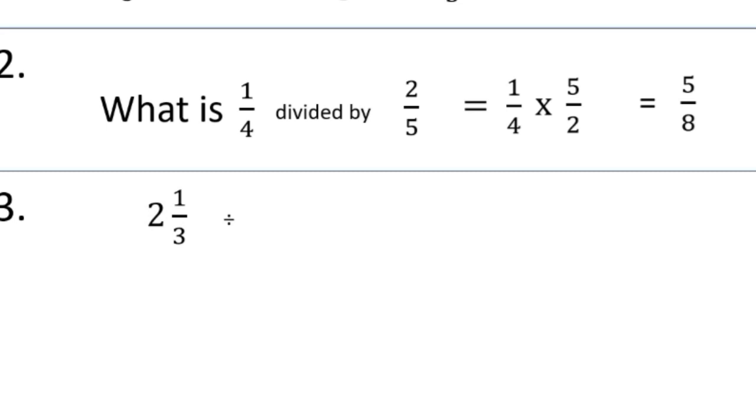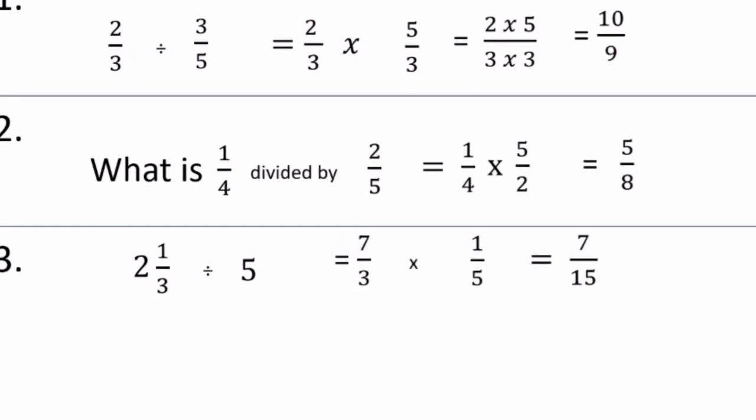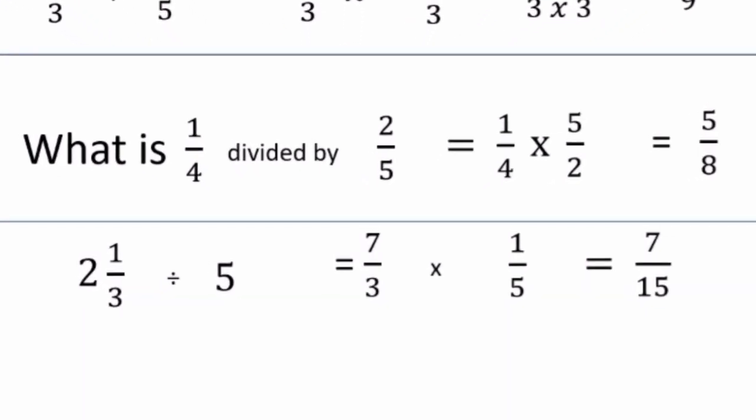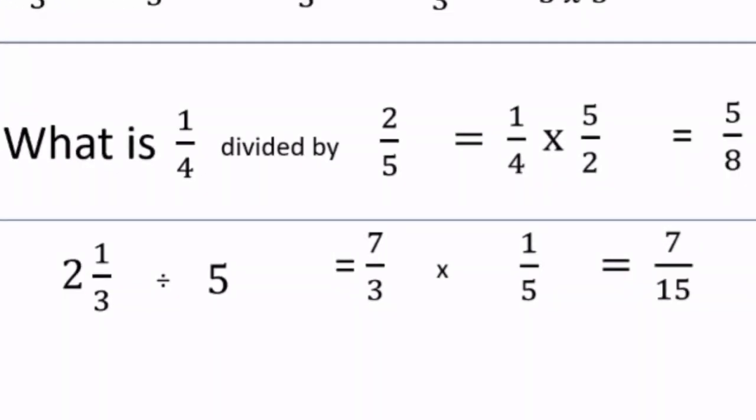Third example, we have 2 and 1/3 divided by 5. So first, change the mixed fraction into improper fraction. 2 and 1/3 is equal to 7 over 3, and then the reciprocal of 5 is 1 over 5. So multiply the numerators. 7 times 1 is 7. Then the denominators, 3 times 5 is 15. So the answer is 7 over 15.